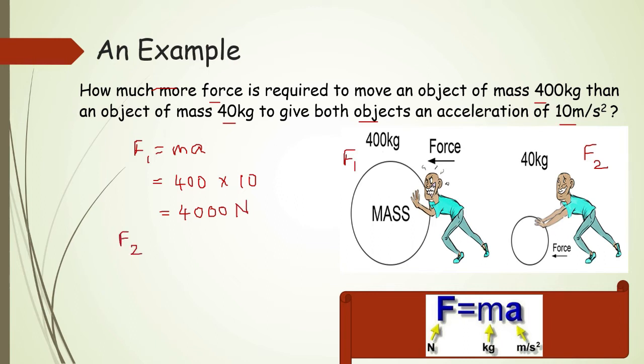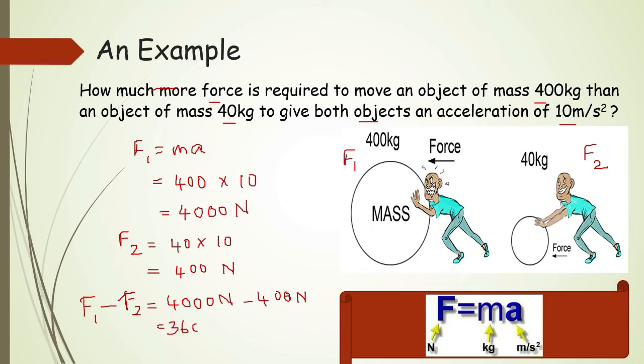And what is F2? It is again the 40 kg mass, and we have to give it the same acceleration of 10 meters per second squared. So we need a force of 400 newtons. So the extra force required is F1 minus F2. And that is equal to 4000 newtons minus 400 newtons, and that is equal to 3600 newtons. So this much extra force is required to move the 400 kg mass than the 40 kg mass.